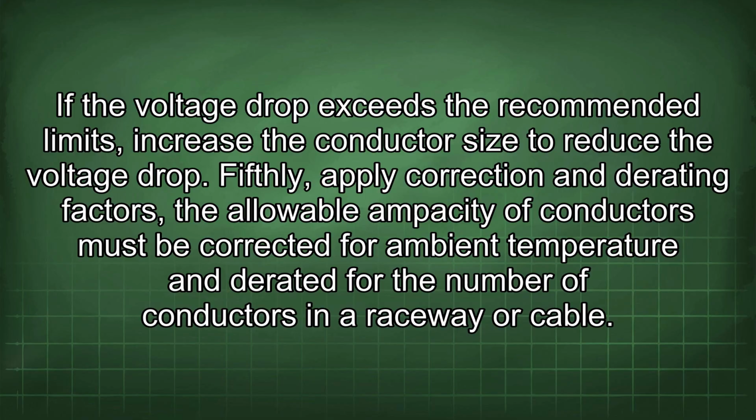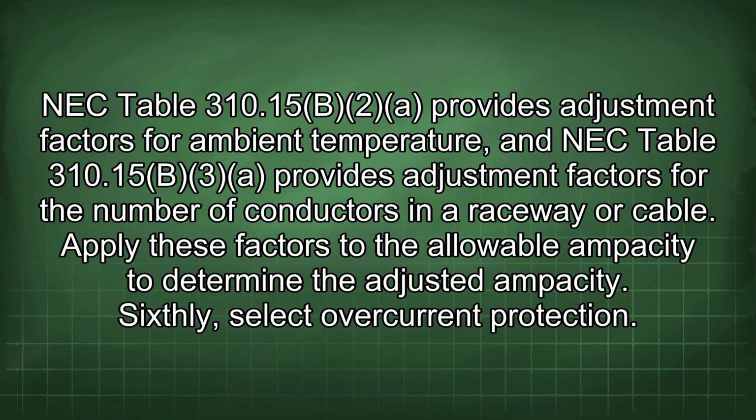Fifthly, apply correction and derating factors. The allowable ampacity of conductors must be corrected for ambient temperature and derated for the number of conductors in a raceway or cable. NEC Table 310.15(B)(2) provides adjustment factors for ambient temperature, and NEC Table 310.15(B)(3) provides adjustment factors for the number of conductors in a raceway or cable. Apply these factors to the allowable ampacity to determine the adjusted ampacity.